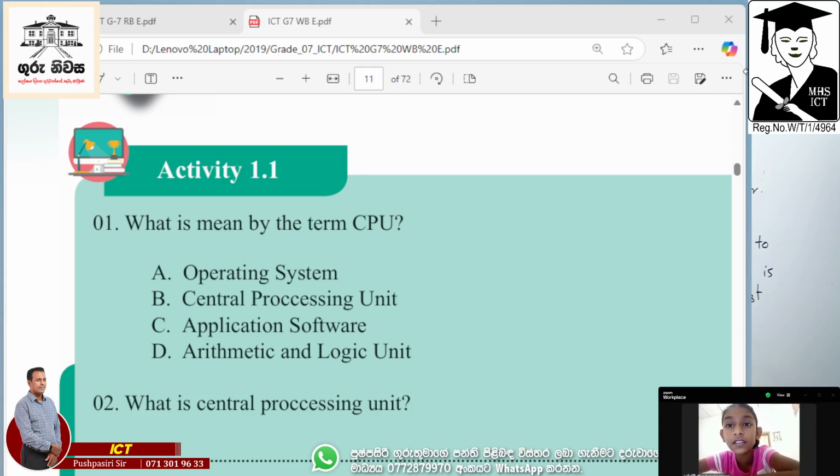D. Right. What do you mean by the term CPU? The answer is arithmetic and logic unit, D. Yeah, you are correct. So can you write down the question and write down the answer? Just put activity 1.1 on top, right? Put activity 1.1 on top and do this one.